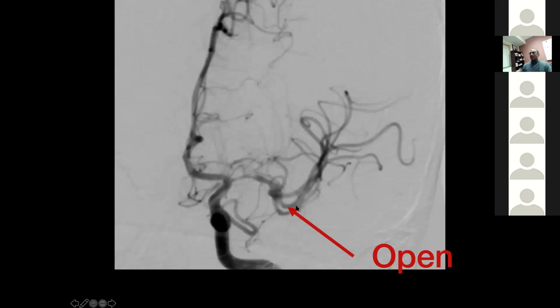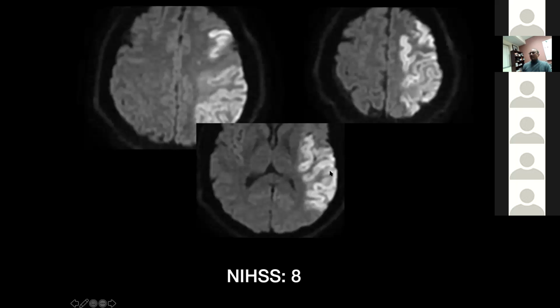The vessel is open here with TICI 3 flow. And this is the follow-up infarct. The patient dropped from an NIHSS of 18 to 8 by 24 hours, started walking by day 3 or 4, and had a decent recovery, with an mRS of 2.5 to 3. Compared to not opening the vessel, obviously, I don't know the answer to that question. But the point I'm making is that what I would have thought to be dead brain, I was completely incorrect.